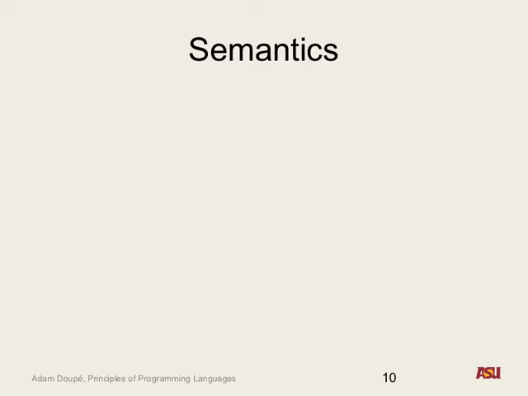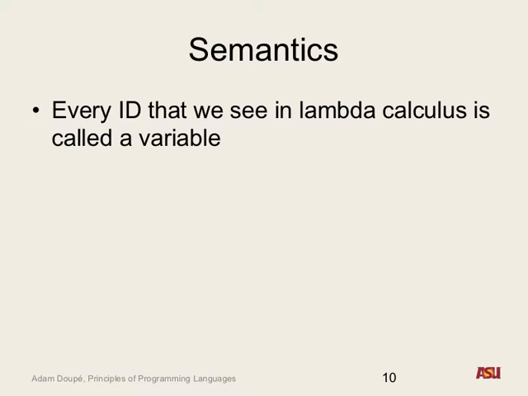Alright, cool. Now let's go to the cool part. What do these Lambda expressions actually mean? This is the interesting part. We can talk about syntax all day, but that just means how it looks. Semantics is about what it means to be a Lambda expression. Every ID that we see is a variable. Every instance of an ID is a variable.